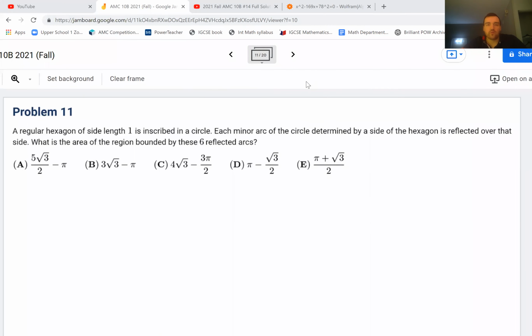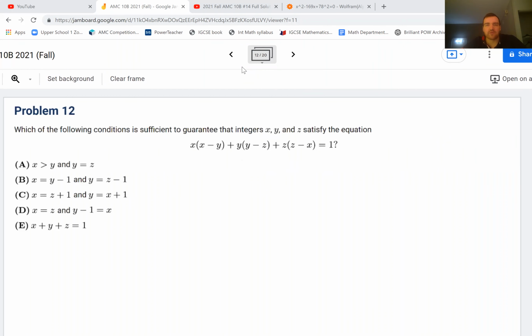Okay, then number 12. Let me just move this out of the way. Number 12. Oh yeah, this one was weird. Yeah, I didn't like this problem. I don't like problems like this because they require you to go through the answer choices. I prefer a problem that you can sort of solve from the bottom up, not try each answer choice. Unfortunately, this is a problem where you'd have to go one by one and see which one works.